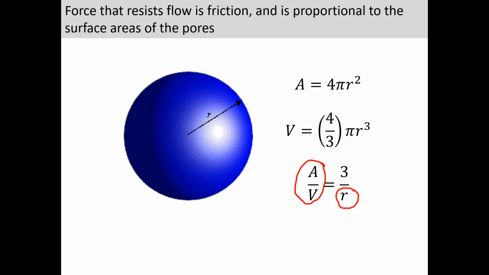So once again, the idea is that the smaller the pores, the more friction is felt by the water in those pores per volume of water contained in the pores, and therefore the large friction will slow the water down and make it more difficult for that water to pass through the small pores compared to large pores.